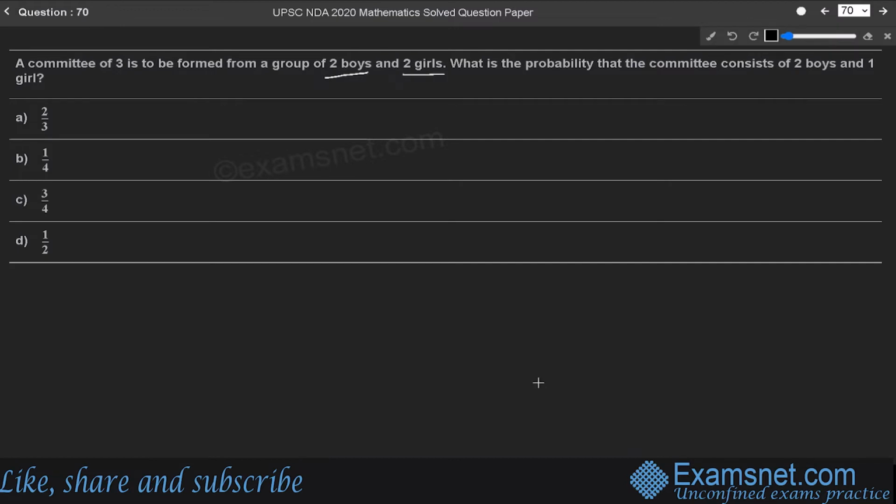We know that the number of ways of selecting 2 boys out of 2 boys will be 2C2. Similarly, the number of ways of selecting 1 girl from 2 girls will be 2C1, because we want to get the probability of 2 boys and 1 girl. So selecting 2 boys from 2 boys, it will be 2C2, and selecting 1 girl from 2 girls is 2C1. Now 2C2 will be equal to 1 and 2C1 will be equal to 2.